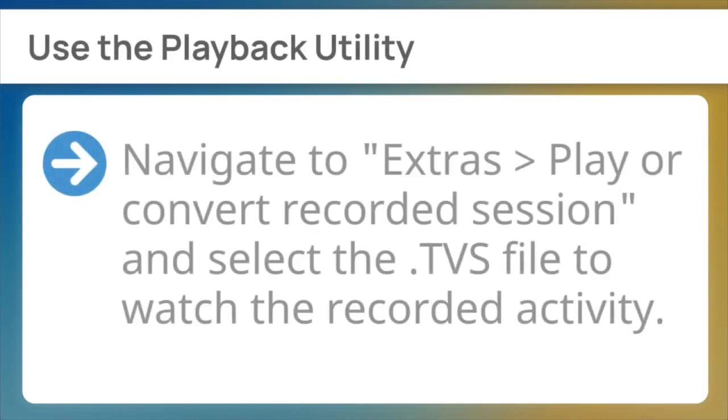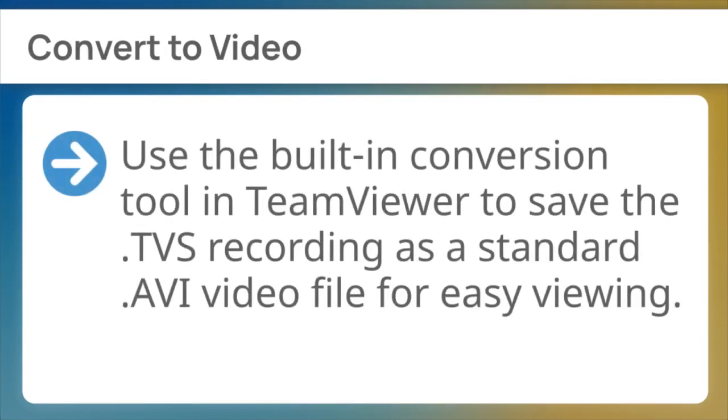Next, use the playback utility. Navigate to Extras, Play or Convert Recorded Session, and select the TVS file to watch the recorded activity. Finally, convert to video. Use the built-in conversion tool in TeamViewer to save the TVS recording as a standard AVI video file for easy viewing.